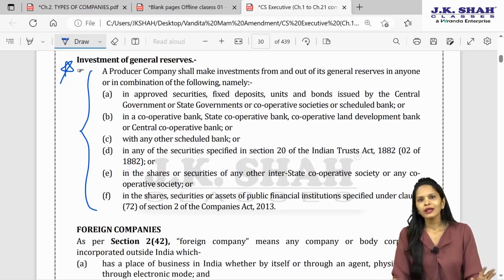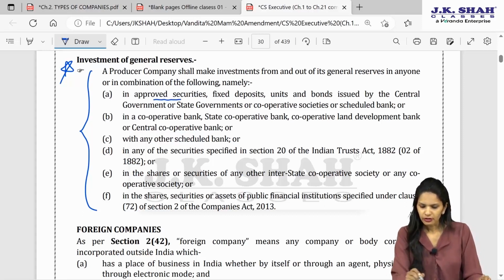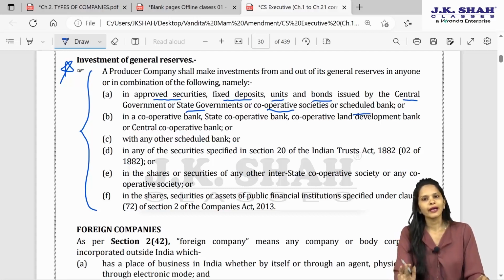Okay, so how do you write this answer? That the opinion of the director of finance is not correct, as the company, that is the producer company, is not allowed to invest in stock market related products, neither can it go for FNO. The contention of the company secretary is correct as a producer company can invest only and only in the following securities. Okay, so what is the first one? Approved securities or FD or units or bonds issued by whom? Either CG or SG or cooperative society or the scheduled banks.